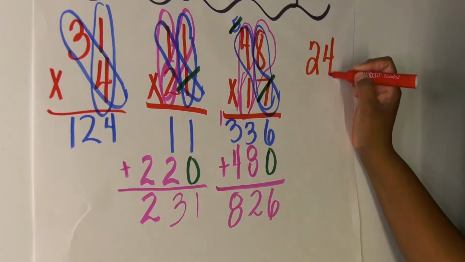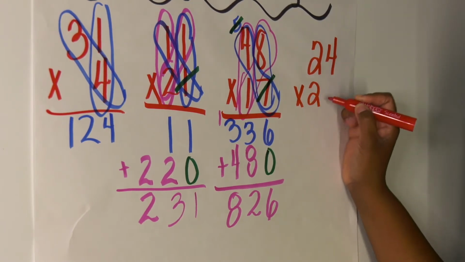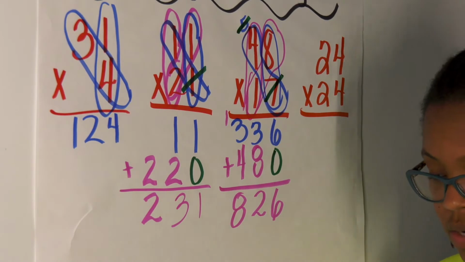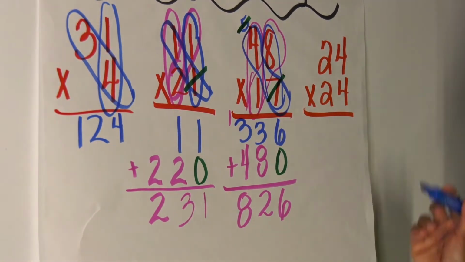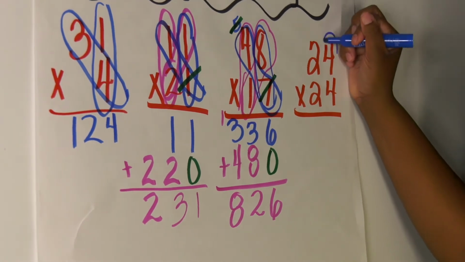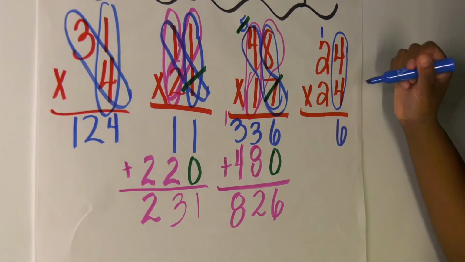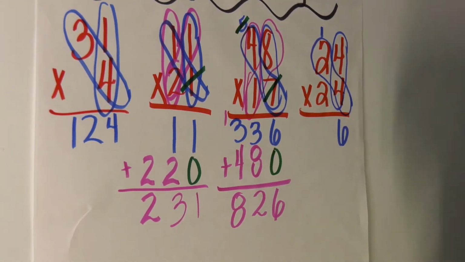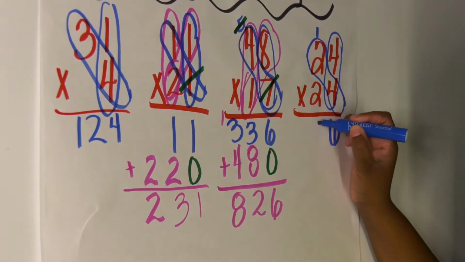Okay, let's do 24 times 24. Okay, so same process. Start with your ones place here. 4 times 4, 16. Carry the 1. And then we want to do 4 times 2. Leave out that 1 because we're going to add it to our answer. 4 times 2 is 8 plus 1 is 9.